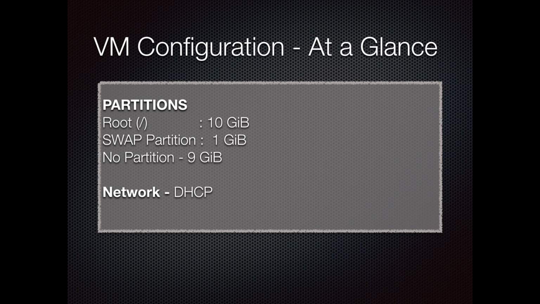Finally, before I begin installation, some important info on partition and network selection. I will be allocating 10 GB for root partition and will allocate 1 GB for swap partition. I am leaving 9 GB without any partition. And for network, I will choose DHCP. And that's it. Let's begin the installation now.